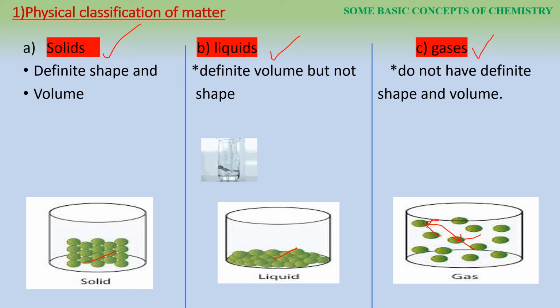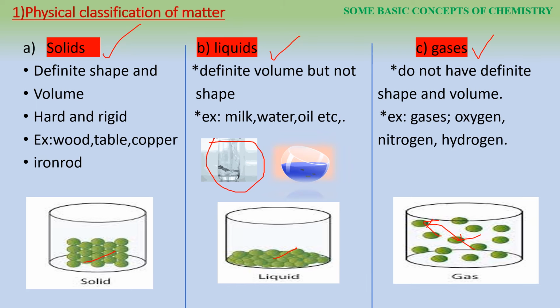And liquids, I already told that they have a definite volume but not shape. But liquids take the shape of the container. Here in this glass, liquid takes the glass shape. In this bowl, liquid takes this bowl shape. Like that, liquids take the shape of the container.